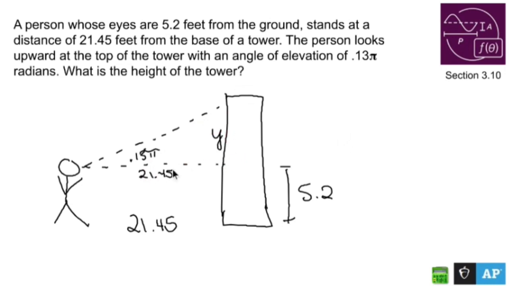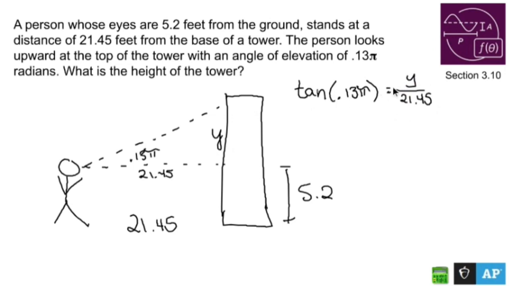So what I need to do is figure out which trig function, SOHCAHTOA, is going to give us the adjacent and the opposite side. Well, tangent does that. So we would say that the tangent of our angle, 0.13 pi, is going to equal y over 21.45. Now, my job is to find y, but that's not going to be it. But I'll get to that in a second.